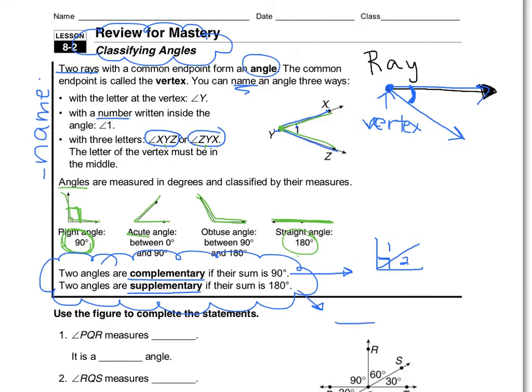Supplementary. Two angles that make a straight line. So, if I see a straight line, I know if I add angle 1 and angle 2, they're going to equal 180 degrees. Awesome. That will be very helpful for you in the next couple lessons. Remember that.